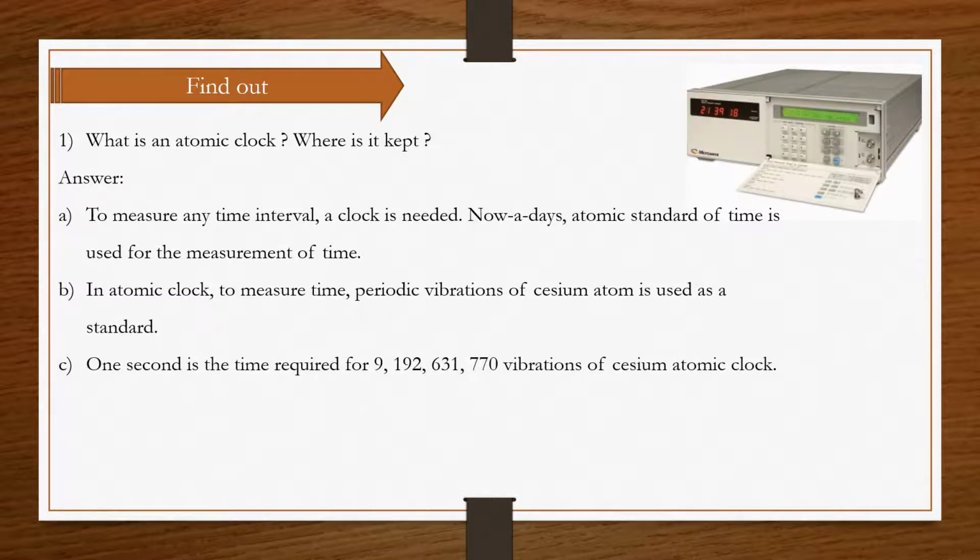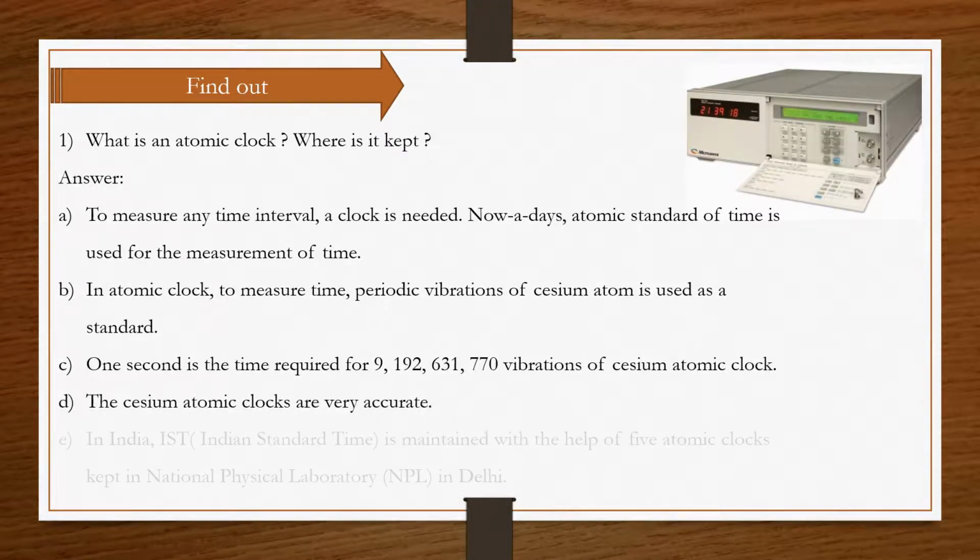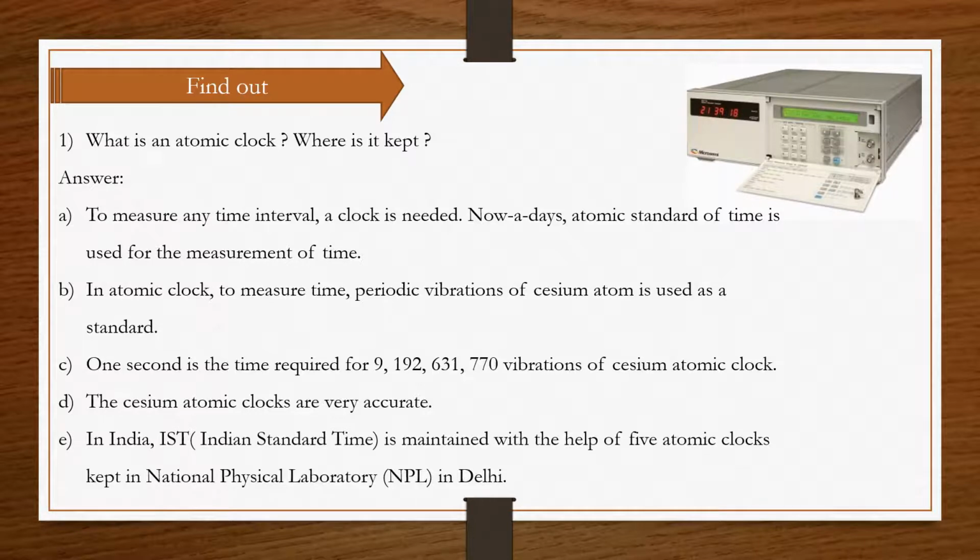Cesium atomic clocks are very accurate, and in India, IST, that is Indian Standard Time, is maintained with the help of 5 atomic clocks kept in the National Physical Laboratory, that is NPL, in Delhi.